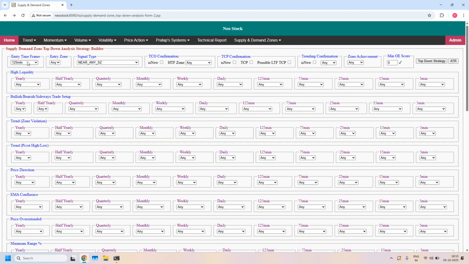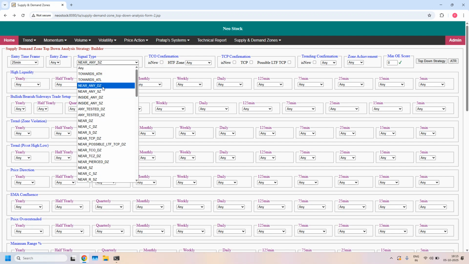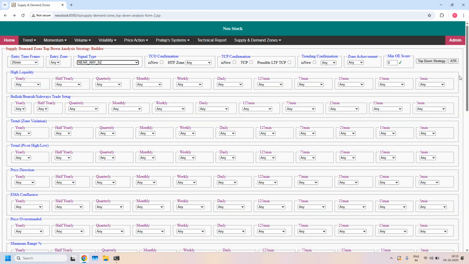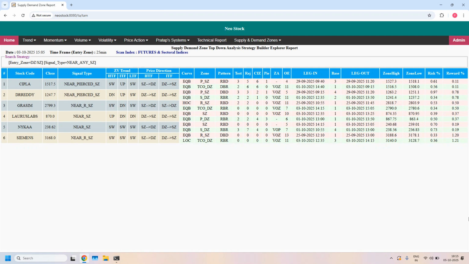Next time frame is 75 already generated. So next time frame 25 minutes. Stocks near 25 minutes demand zone. We got 12 stocks. Next, stocks near 25 minutes supply zone. We got 6 stocks.